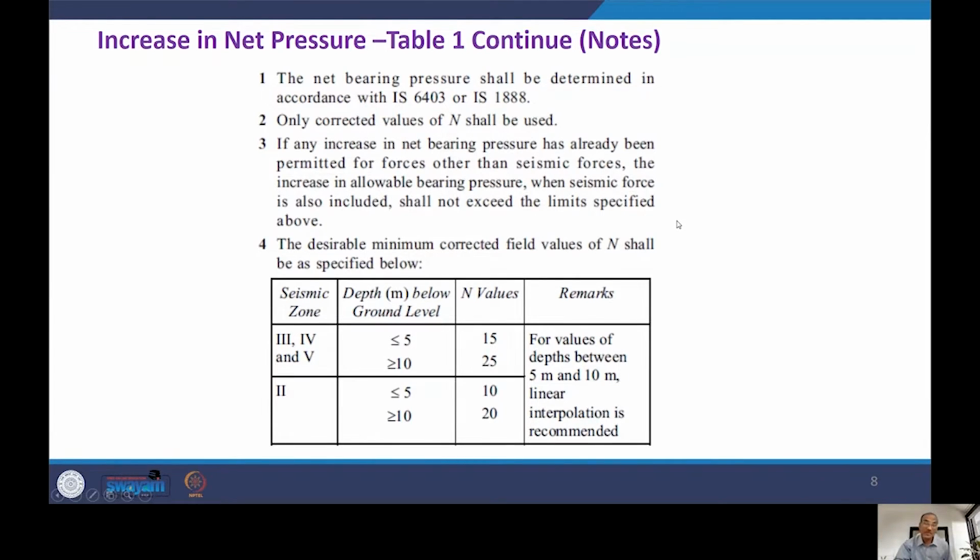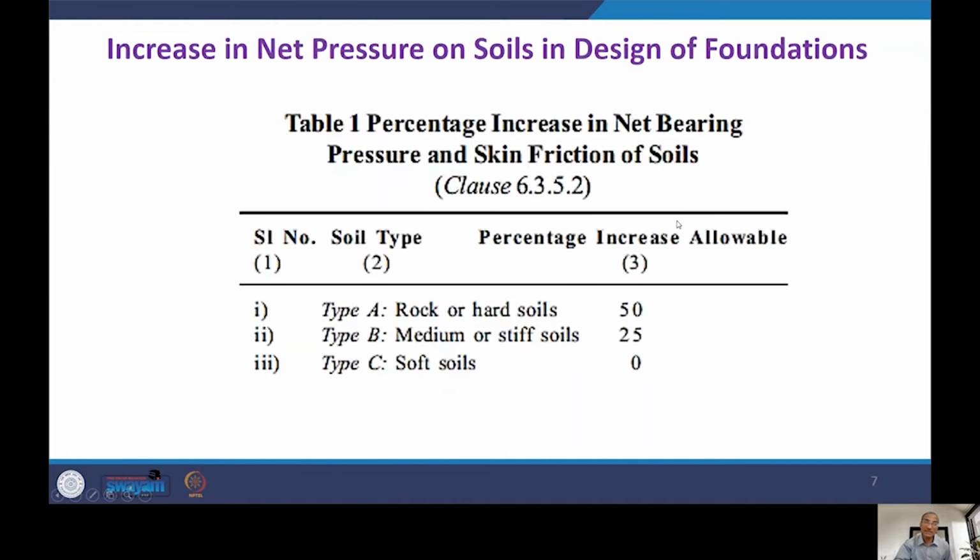If any increase in net bearing pressure has already been permitted for forces other than seismic forces, the increase in allowable bearing pressure when seismic forces are also considered shall not exceed the limits. That means suppose due to some other consideration you have already increased the net bearing pressure of the soil. Then when you consider earthquake forces, the total increase should not go above this limit, the 25 or 50. Suppose already, for some reason, in the first type of soil you have considered 25% increase in allowable bearing pressure, then another 25% can be considered when you consider earthquake loads.